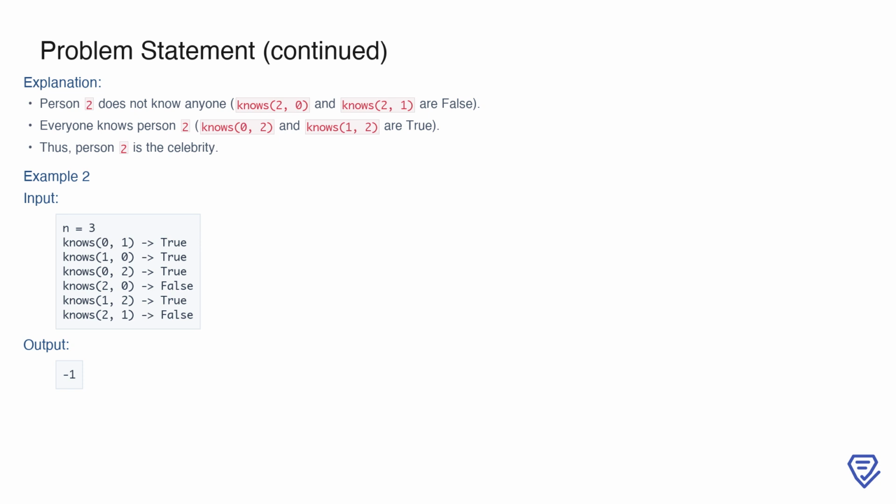In another example with the same input size of n equals 3, the relationships between people are slightly different. While person 0 and person 1 both know others, disqualifying them as celebrities, person 2 also fails to meet the criteria because not everyone knows them. Specifically, knows(1, 2) is false. Thus, no celebrity exists in this scenario, and the output is -1.